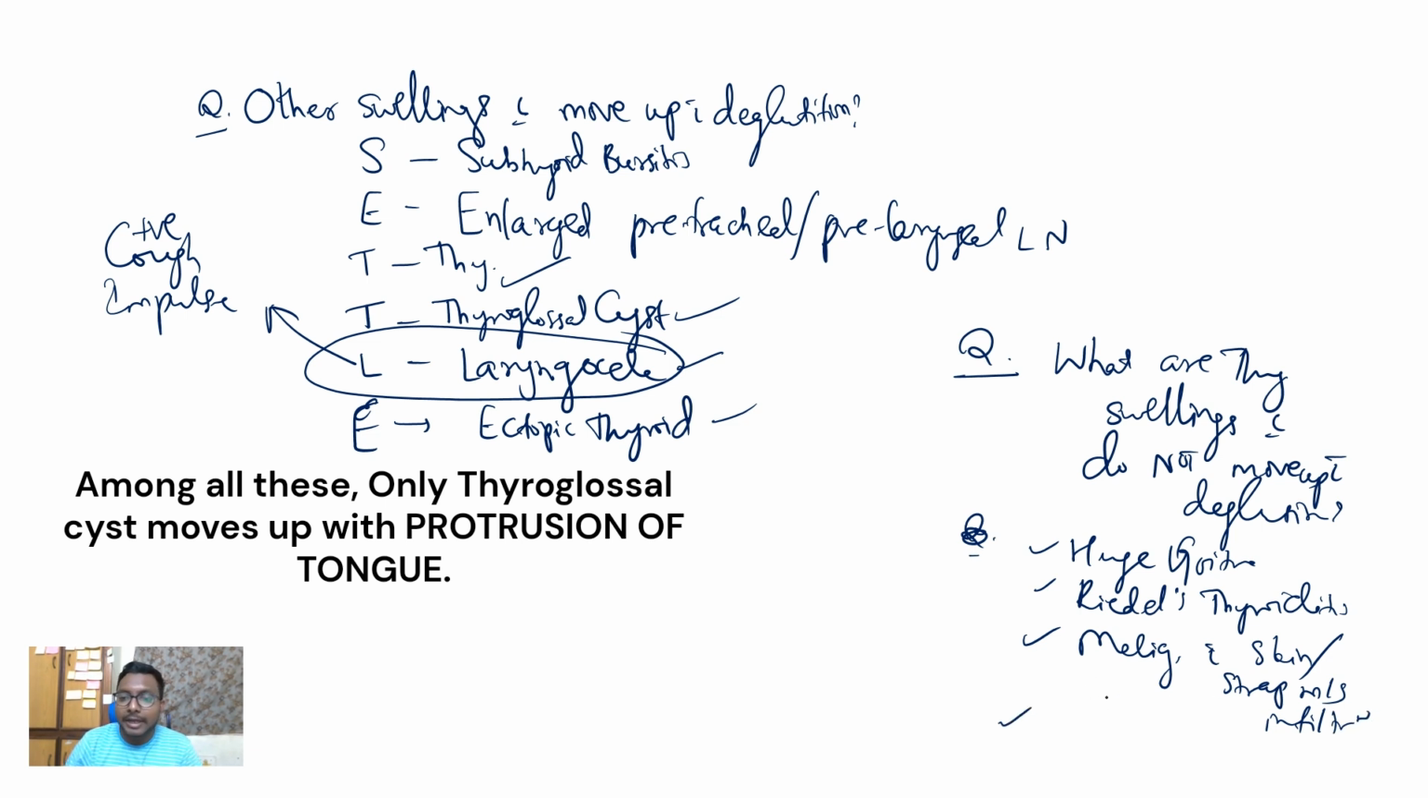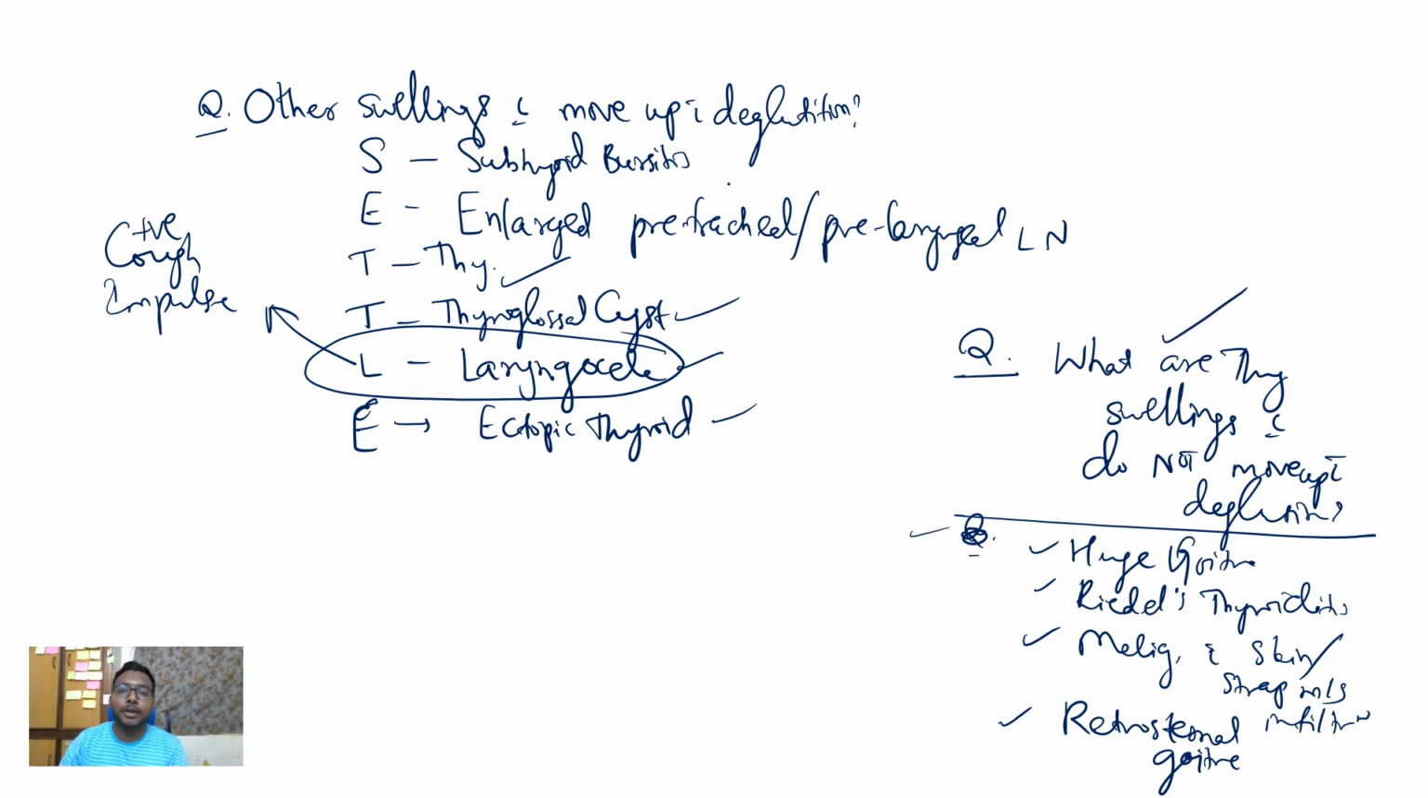Then the non-malignant condition which will not move with deglutition is retrosternal goiter. Retrosternal goiter with intrathoracic impaction. So in case of huge goiter, there is no place for the swelling to move up. So that is why there will not be any movement up with deglutition. So these are the two important questions the examiner will ask you regarding movement up with deglutition.